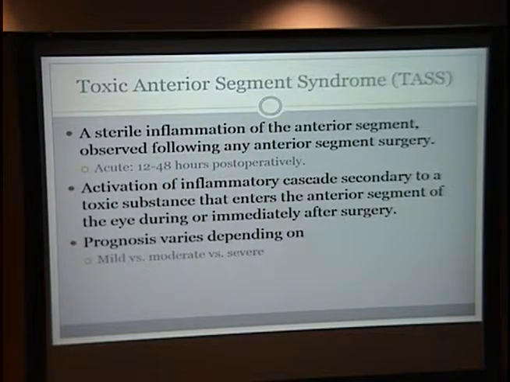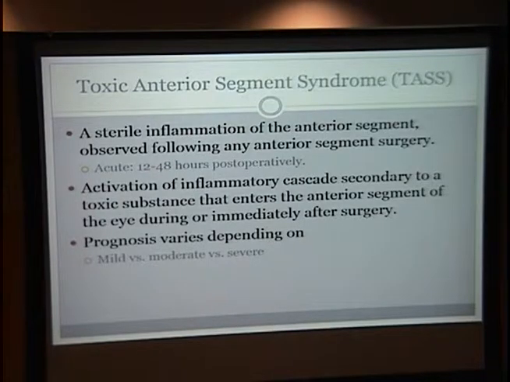The pathophysiology of this process is thought to be an activation of the inflammatory cascade mediated by a toxic insult that enters the anterior segment of the eye, either during or immediately after the surgery. The toxic substance is damaging to the corneal endothelium and other sensitive tissues in the anterior segment of the eye, causing corneal edema from the damaged corneal endothelium. Also, the trabecular meshwork and the iris are sensitive structures in the eye, increasing the risk of glaucoma or other iris defects.